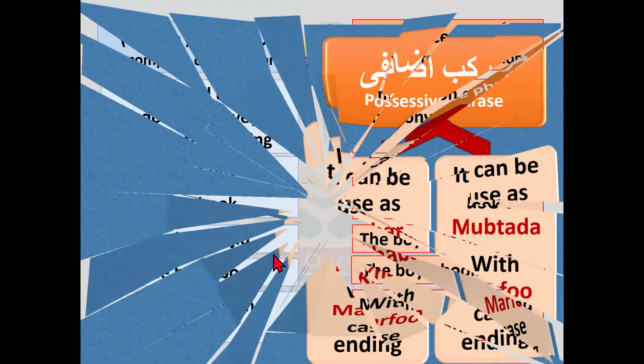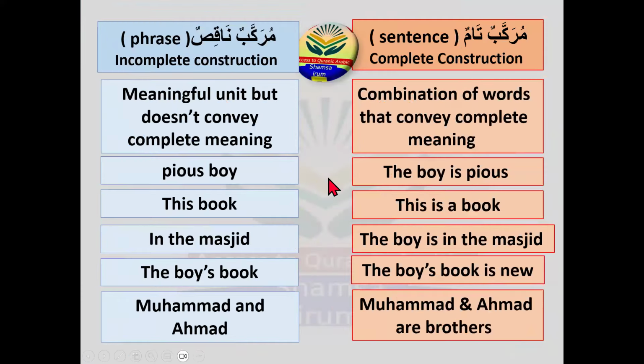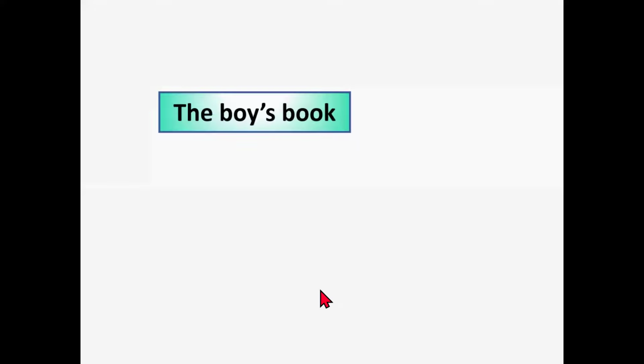And for this slide, I already explained many times in my previous lectures. And in this one, we cover from lecture 17 the incomplete phrase that means the boy's book. Now, if we want to convert it into a sentence, if I say that the boy's book is new, how will we do it? What's the procedure? So let's move this incomplete phrase into the next slide and let's learn inshallah ta'ala.